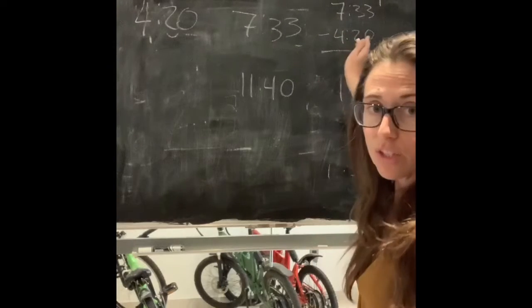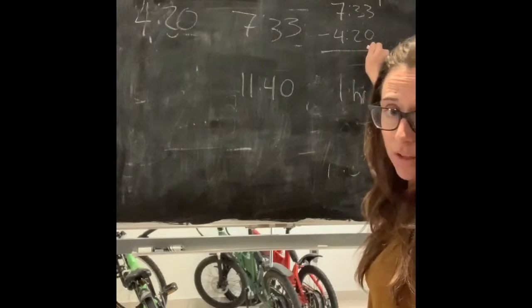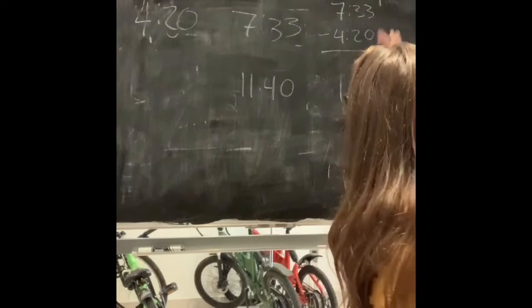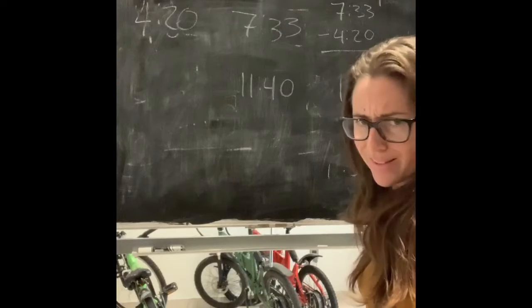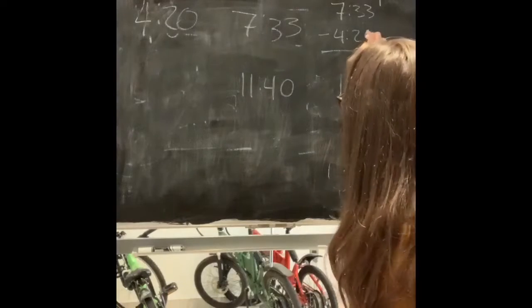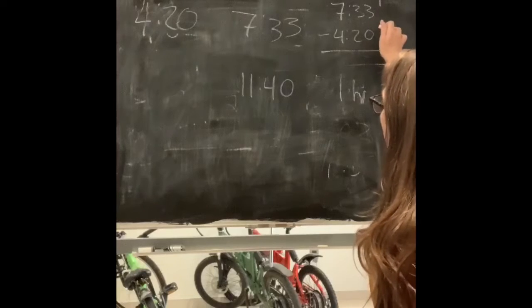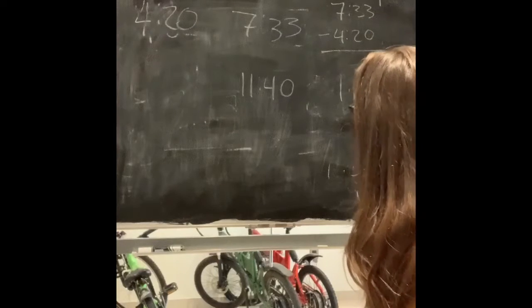All right, so let's look at this. We're going to start over here. So we have a tens and a ones column here for the minutes, right? So we'll do the 10 minutes and the 1 minutes column. So for my 1 minutes column, I have 3 and I'm minusing 0. Okay, so that would leave me 3 still in that column.